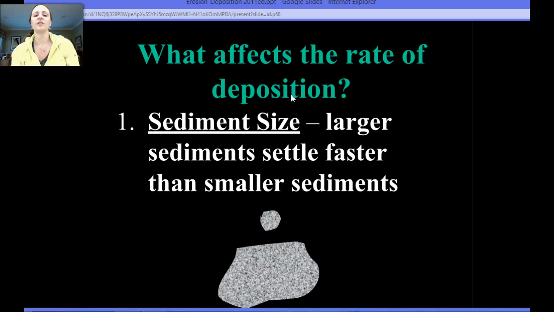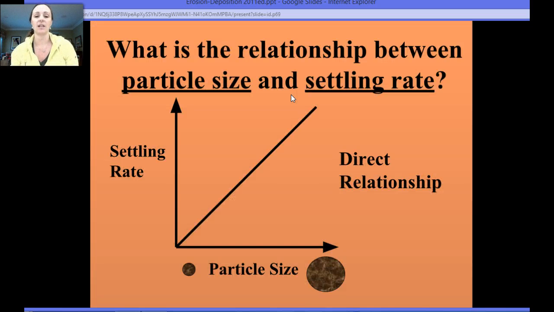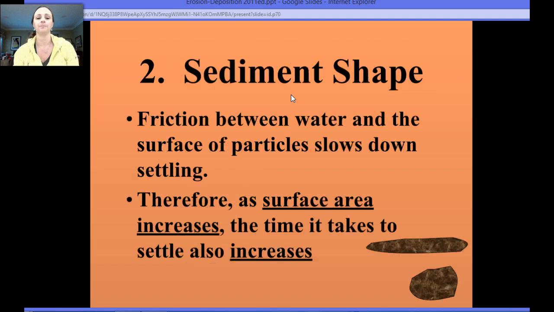So what affects the rate of deposition, or how fast this will occur? Well, first we have sediment size. The larger sediments will settle faster than the smaller sediments. Therefore, the relationship between particle size and settling rate is a direct relationship. The larger the particle size, the faster the settling rate.